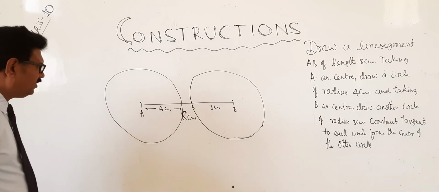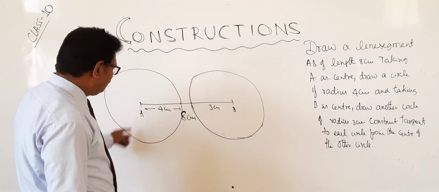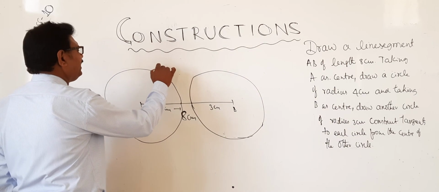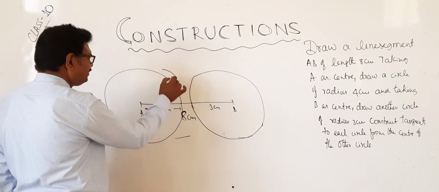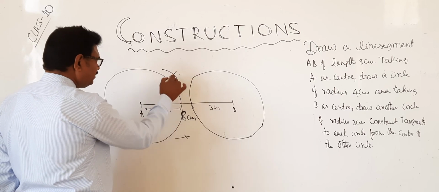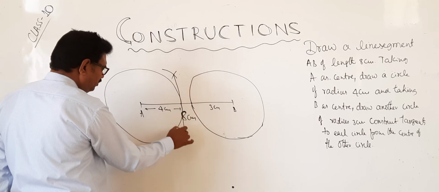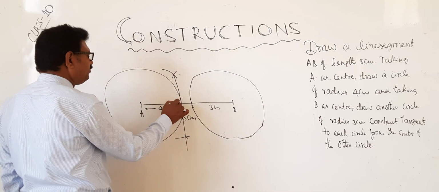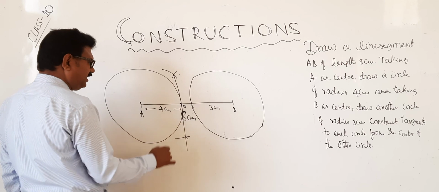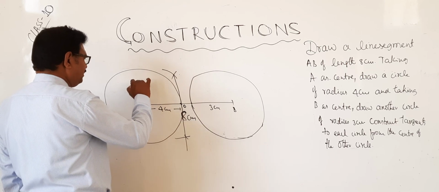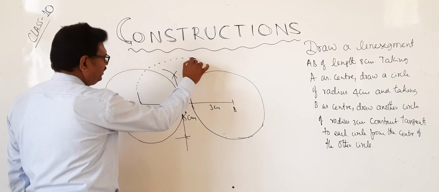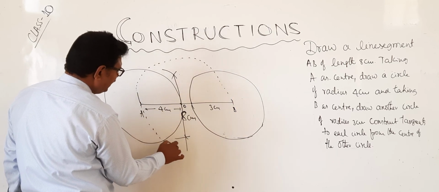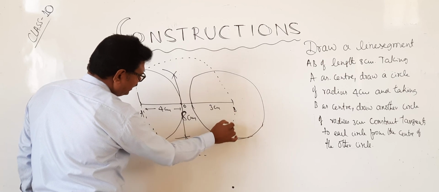Very, very simple. What is our procedure? First, we should bisect this. Bisect means what happened? Take more than half, like this, and like this, and like this. 100% we will join at 4 centimeters. Now, taking this point as O, you take center, draw a circle which is passing through A and B and this.